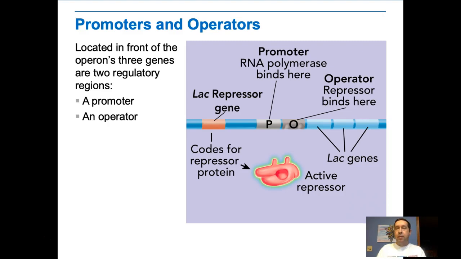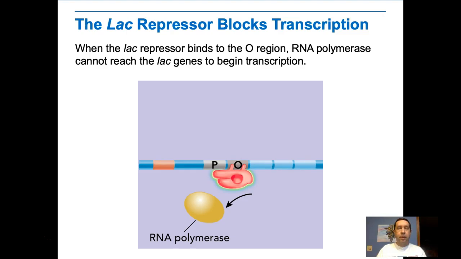The promoter is where RNA polymerase would normally bind. The operator is where the repressor binds when it's active. And then you have the structural genes, in this case, the lactose genes. So there are two regulatory regions. There's the promoter, where RNA polymerase can bind, allowing the enzymes to be produced, and the operator, where the repressor binds and blocks RNA polymerase and shuts off the promoter. When the lac repressor binds, like I said, RNA polymerase cannot reach the genes and cannot do transcription.